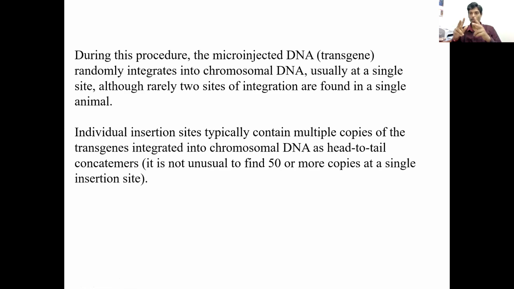So it is expected that somewhere it is going to integrate, some break will be there in the DNA, which will allow this DNA to get integrated. When it gets integrated, not one copy, it will go in multiple copies, at least around five or more. It will be the same gene, whichever you injected into the male pronucleus.